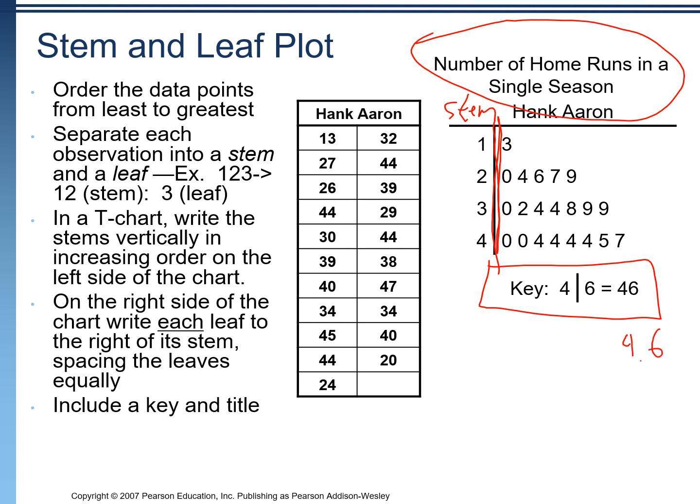So for a data point like this one, 32, we split it right down the middle there. The stem is a 3, so it's going in this row here. And then we put that leaf in the table. Typically we want to write these in ascending order, and we want to space out our numbers evenly. So for example, we want this 4 to take up the same amount of space as that 2.